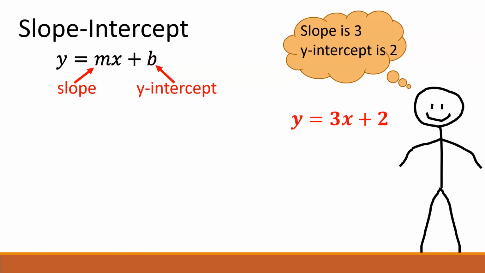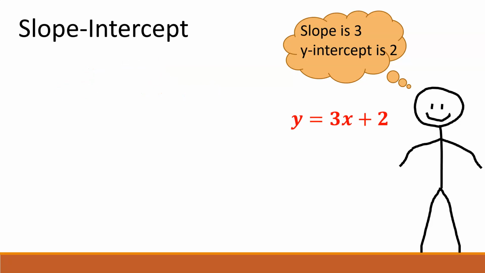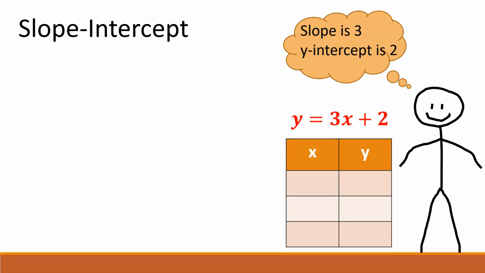Now I know you might be a little skeptical that it's as easy as that. So let's figure out if my equation really is the equation of your line. And we'll do that by figuring out some points that are on my line. And we'll use that to graph my line and see if it's the same as your line.